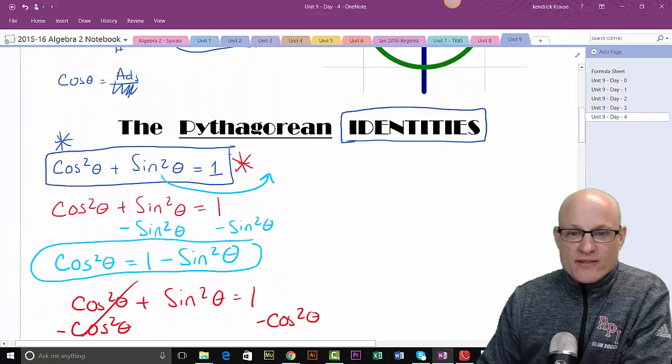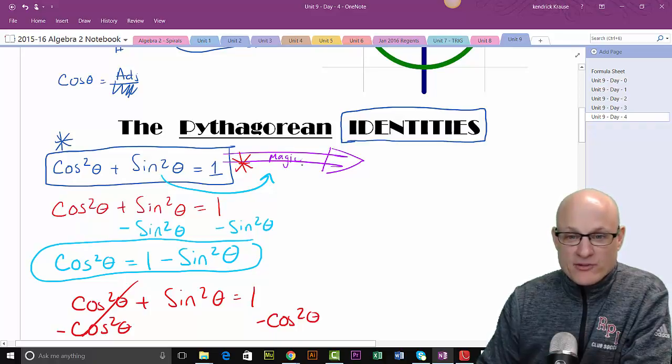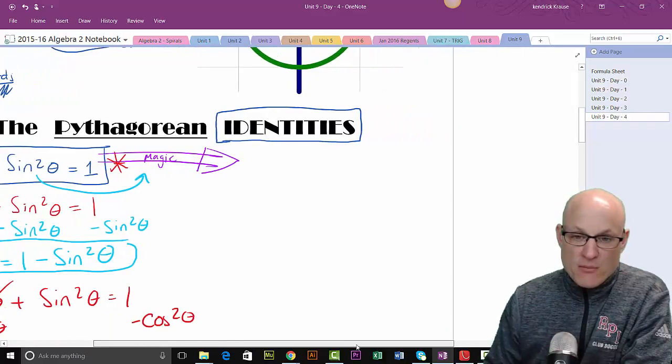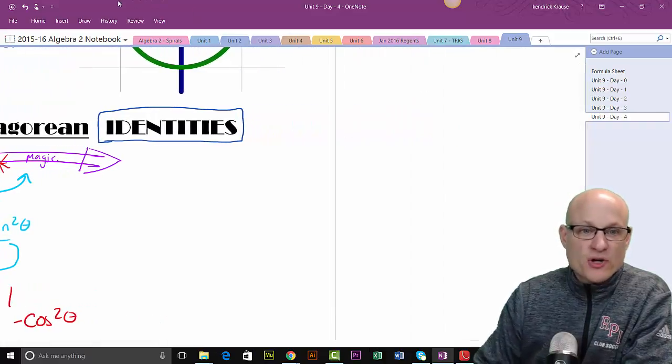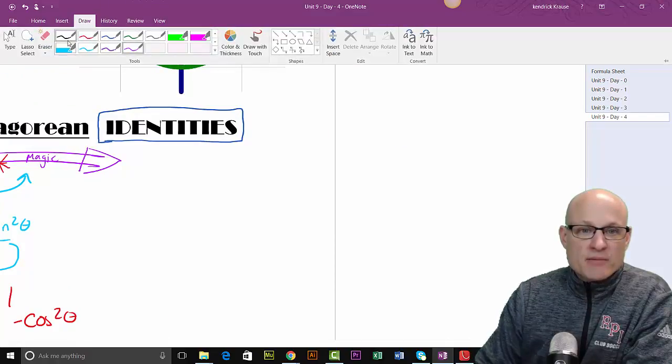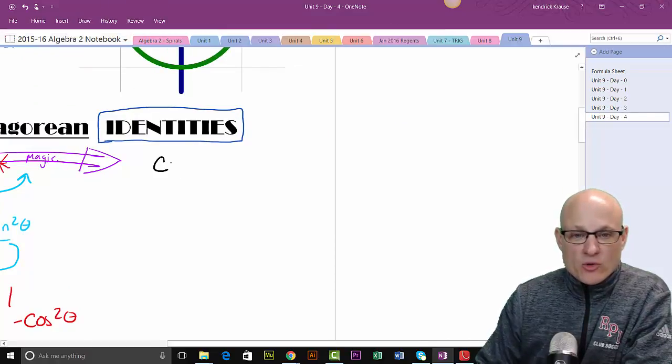Now we're going to take this equation and we're going to perform a little magic on it. I say magic because who the heck would ever think to do this except for mathematicians. So, let me get my black pen out. We're going to start with cosine squared theta plus sine squared theta is equal to 1.